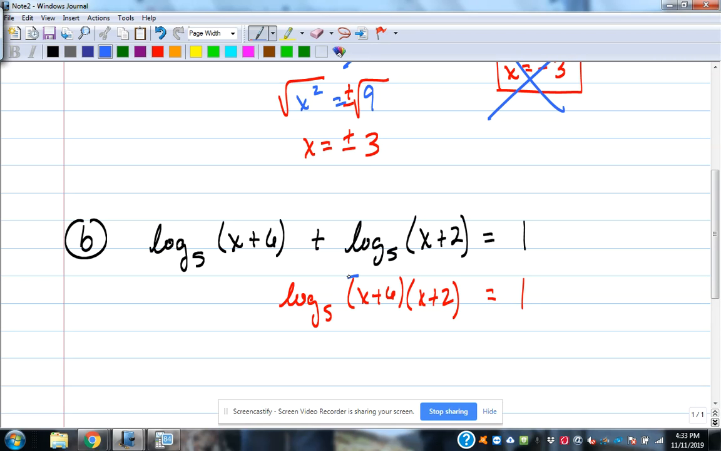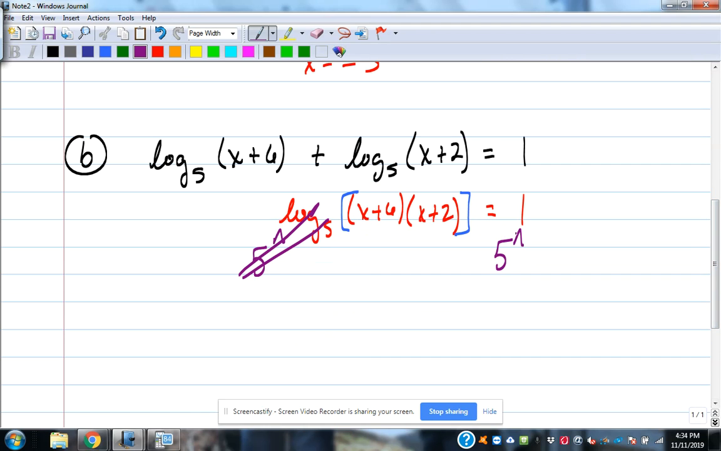So all of this stuff is being multiplied together here. But let's go ahead and get rid of the log. How do we get rid of the log base 5? How do we get rid of it on example A? We make 5 the base of each side, and it's called exponentiate. So when I do that, this 5 and that log base 5 go away. And then on the right-hand side, I've got 5 raised to the first power. What's 5 to the first power? Yeah, it's just 5. So I've got this problem now to solve.